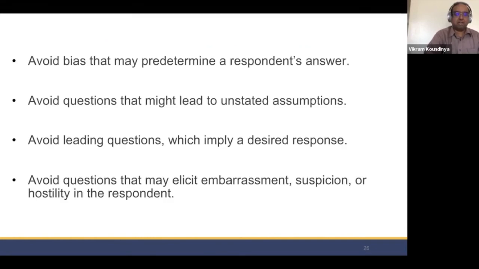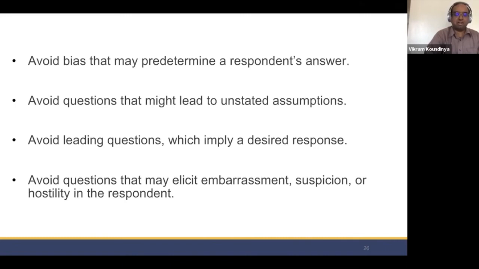Then the next guideline is to avoid any bias that may predetermine a respondent's answer. Don't add any value statements or adjectives to the question that may make people respond in a particular way. Also avoid questions that might lead to unstated assumptions. Don't assume a particular type of background for a person unless you know it well in advance, such as that these are all high school graduates or all married people. If you don't have that information, don't make any assumptions.